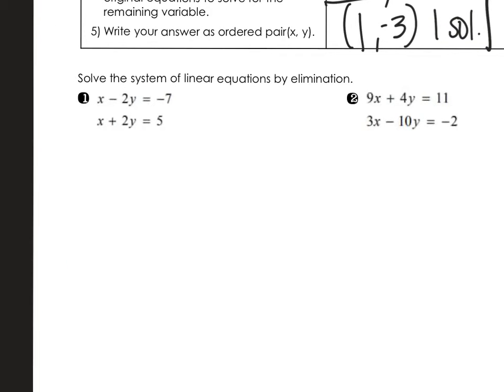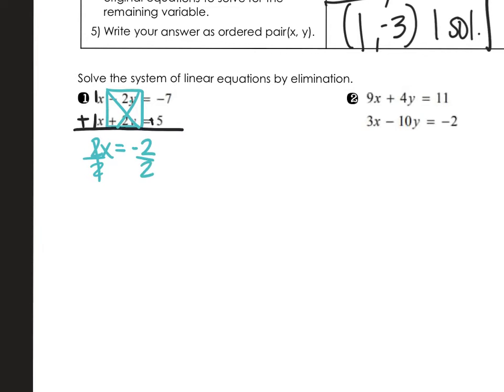All right, so on number 1 here, you want to think, which would be easier to eliminate, the x or the y? So x currently has a coefficient of 1 on both of them, and you want to try to find opposites if you can. In this case, 1 and 1 are the same. -2y and +2y, though, are opposites. So I know they're going to cancel out if I add them. So I'm adding all the way down everything. 1x plus 1x gives us 2x. -2y plus 2y cancels. And then -7 plus 5 gives us -2.